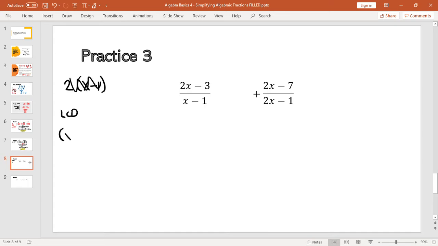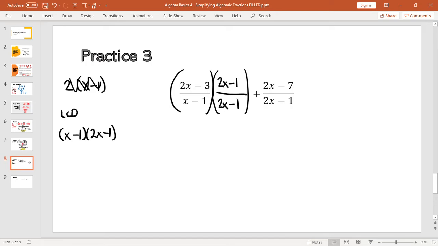Your LCD is just what it is. Can't make it better. And don't expand this. Use it to multiply. Otherwise you're going to get a really big thing going on that you don't need to be that large. Okay. Missing 2x minus 1. Bring it in top and bottom. Missing x minus 1. Multiply it in top and bottom. So just putting that there so you get that it's a binomial.